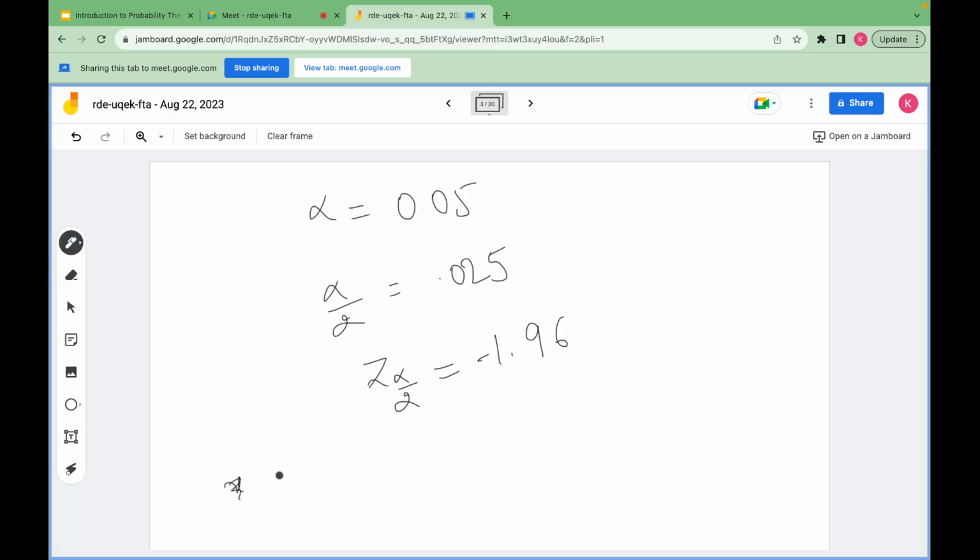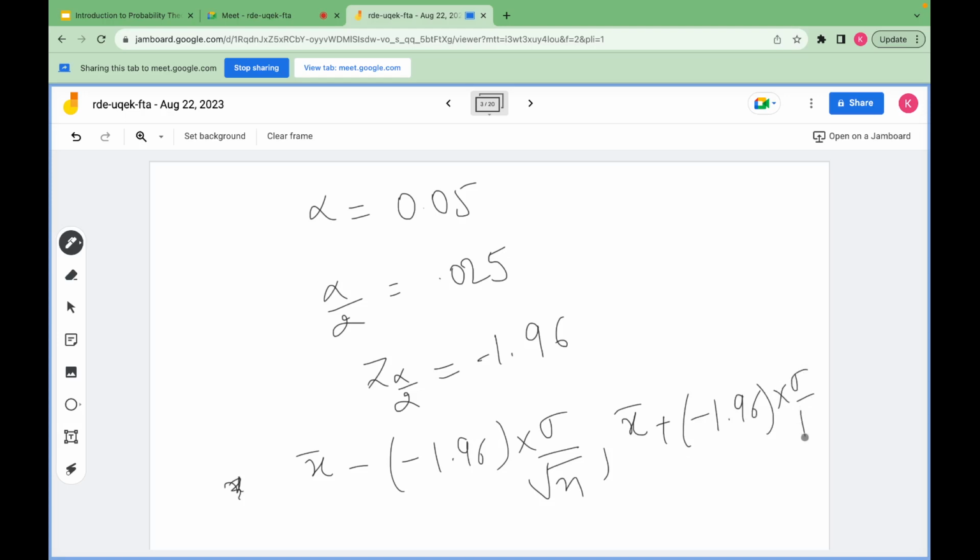So this lower limit will become x bar minus 1.96 into sigma by root n. Higher limit will become x bar plus 1.96 into sigma by root n. So you can see that this will become x bar plus something and this will become x bar minus something, and these both will be the same quantities. Do you understand my point?